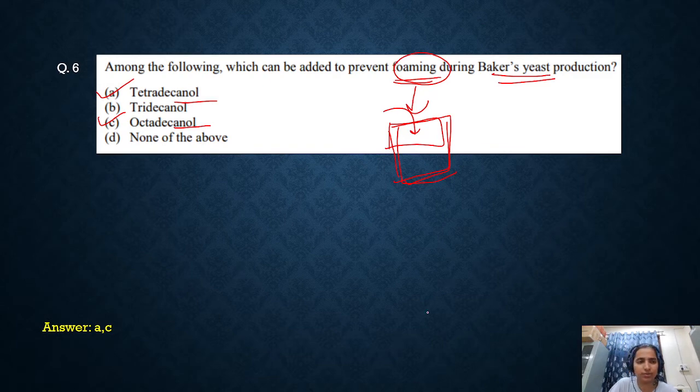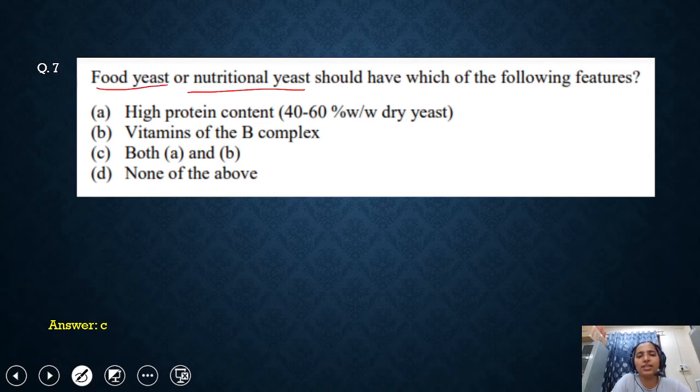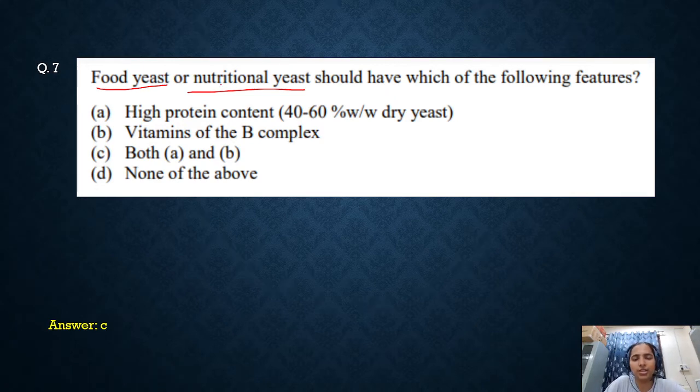Now coming to the next question. Food yeast or nutritional yeast. From the name itself, they show that this is very nutritious, something that is used for its nutritional value. So what does it contain? It mainly contains the proper amount of proteins, vitamins, and other minerals also. They are asking food yeast or nutritional yeast should have which of the following features. The first option is high protein content, 40 to 60% weight by weight dry yeast.